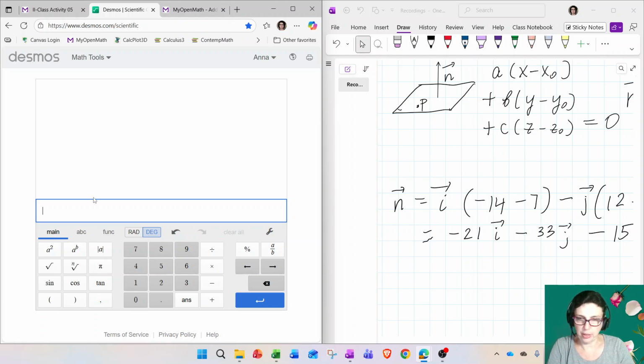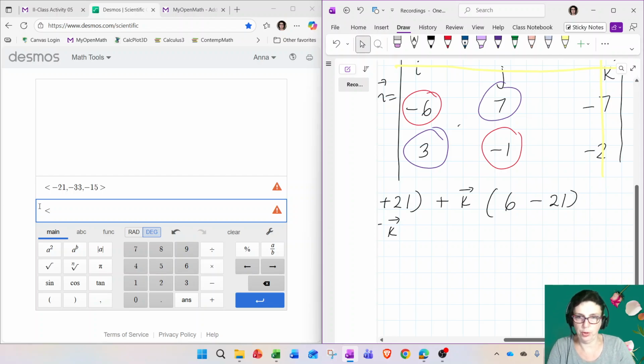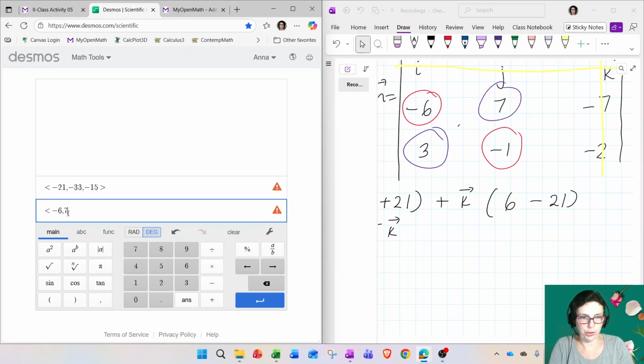So the vector I got, let me just write it down. And don't worry that Desmos is complaining. I need to check to make sure that it's going to be orthogonal to each vector that I was crossing, right? So this is the first one, and that's the second one.